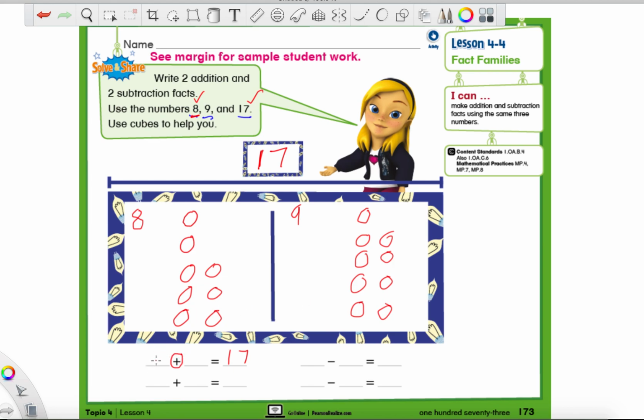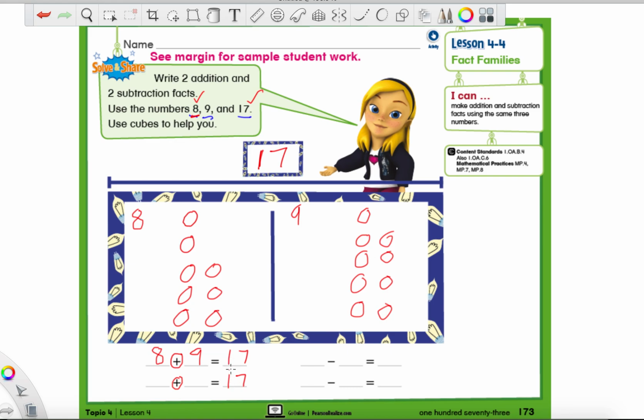Okay? So we can actually write the 8 first. And then, so we used 17. We used our 8. Our last number is 9. So we would say 8 plus 9 equals 17. But now we have to write a brand new addition sentence for our fact family. And remember, when we do a fact family, the big number isn't going to move its spot when we are dealing with two addition problems. That 17 has to stay in the same spot because it's the only big number there.